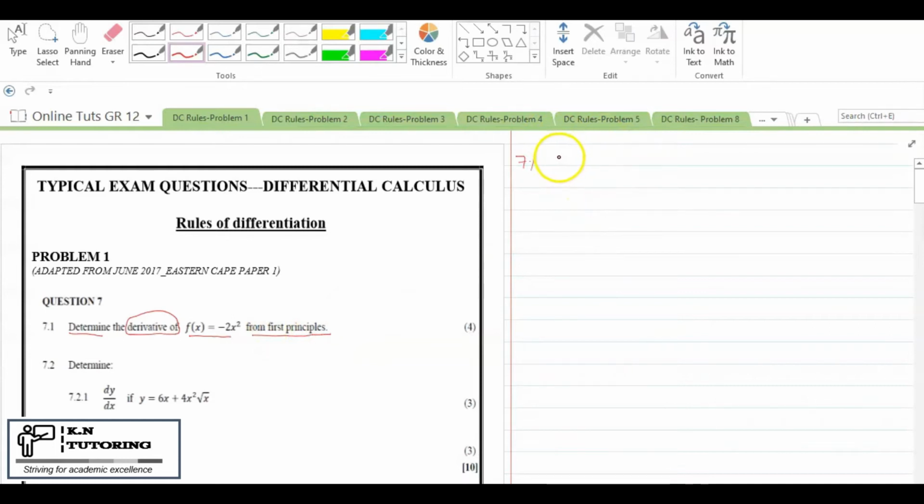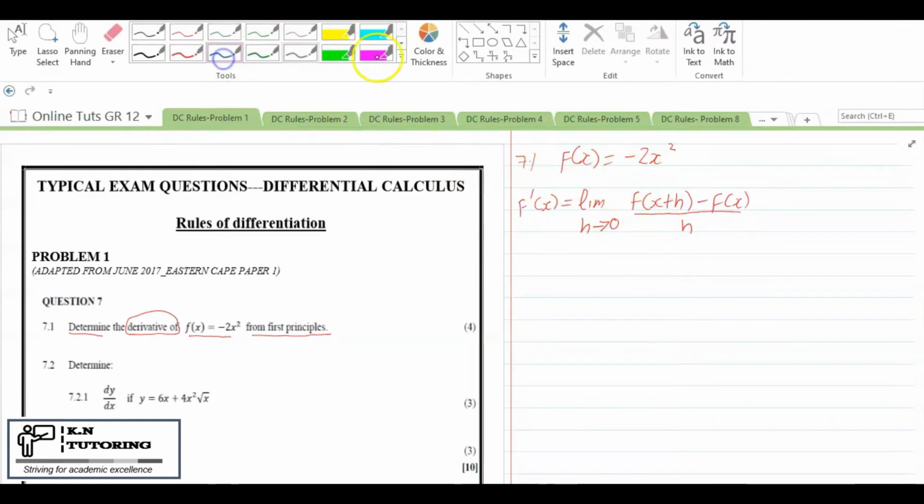Okay, now we are given that f of x is equals to minus 2x squared. And if you check your formula sheet, the derivative formula for first principle is given by f prime of x is equals to the limit as h approaches 0, f of x plus h minus f of x, divided by h. Okay, now from here it's a matter of substitution.